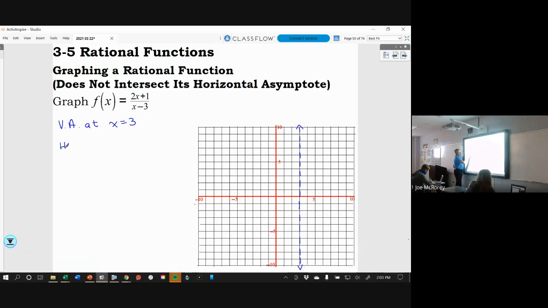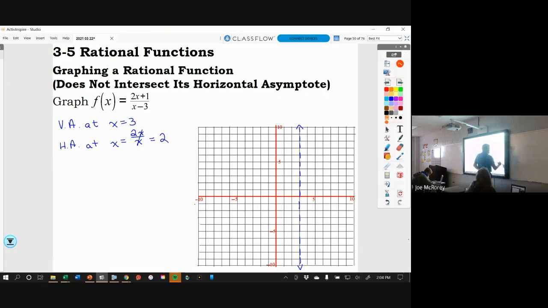Does it have a horizontal asymptote? Yes. Because we divide by the degrees. We have a horizontal asymptote at 2x over x, which is 2 over 1. The x's cancel. Okay, so we have a horizontal asymptote at, that's y equals, by the way.